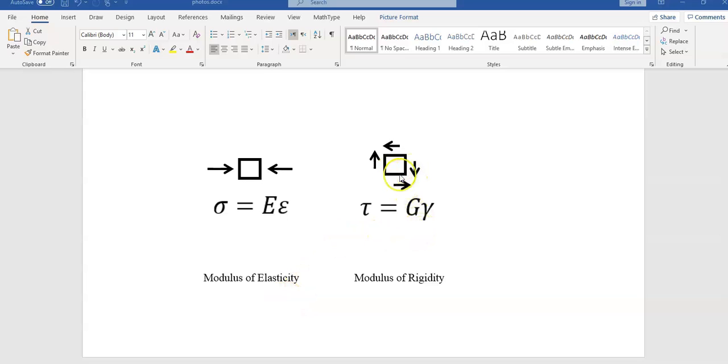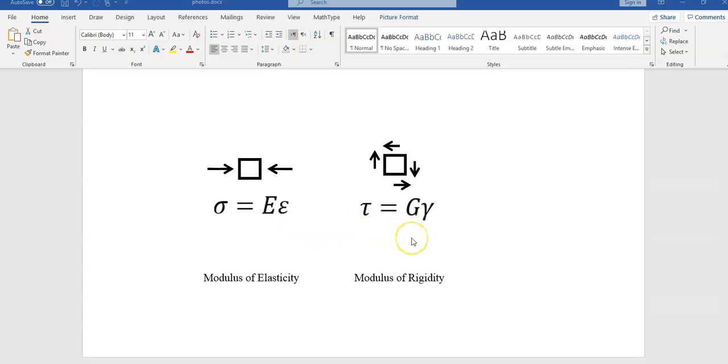When the element is under such load, we would have shear stress and there would be changes in angle. So this 90-degree would either increase or decrease after this load is applied. Changes in angle would be shown with gamma, shear strain, and we have this relation between shear stress and shear strain. And G is called modulus of rigidity, or shear modulus.